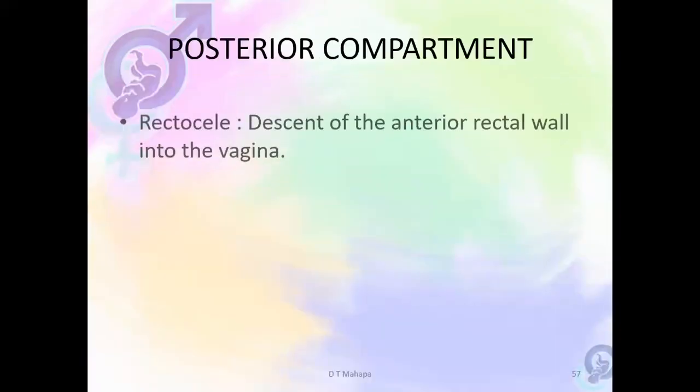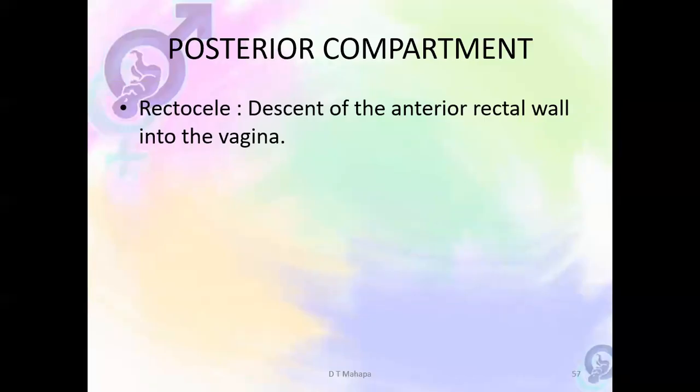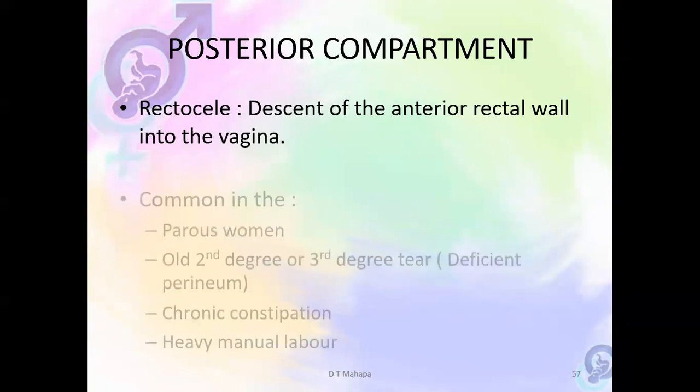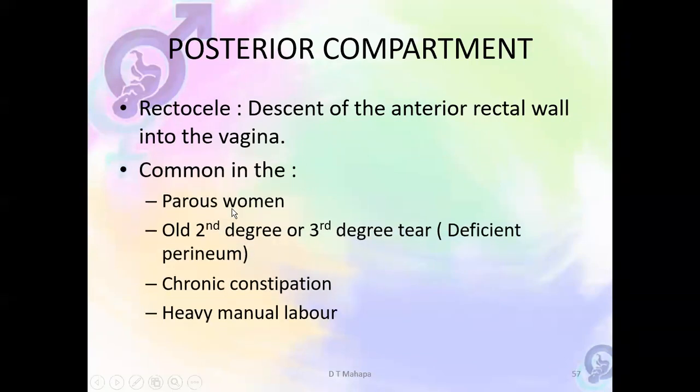And in the posterior compartment, we have a rectocele, which is descent of the anterior rectal wall into the vagina. The anterior rectal wall descends into the vagina. It is also common in women who delivered vaginally, or women who have had a second or third degree perineal tear during delivery. They were not cut, no episiotomy, they got torn, they were sutured, but not sutured properly, because third degree and fourth degree tears must be sutured in theatre. They were just sutured in the labor ward, and it doesn't heal very well.